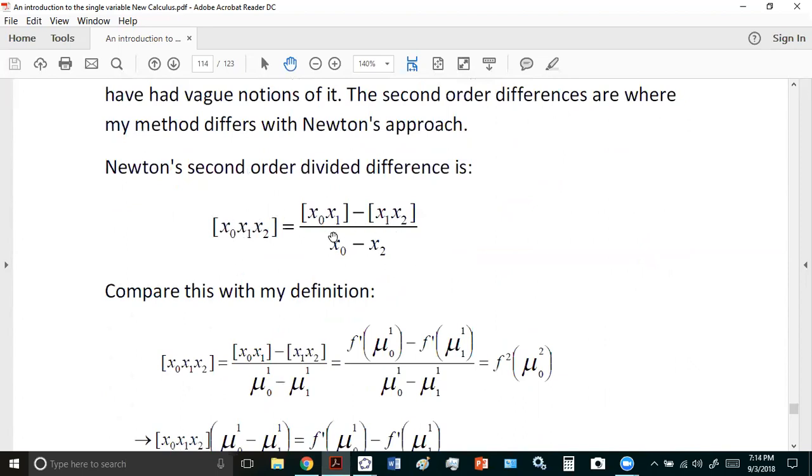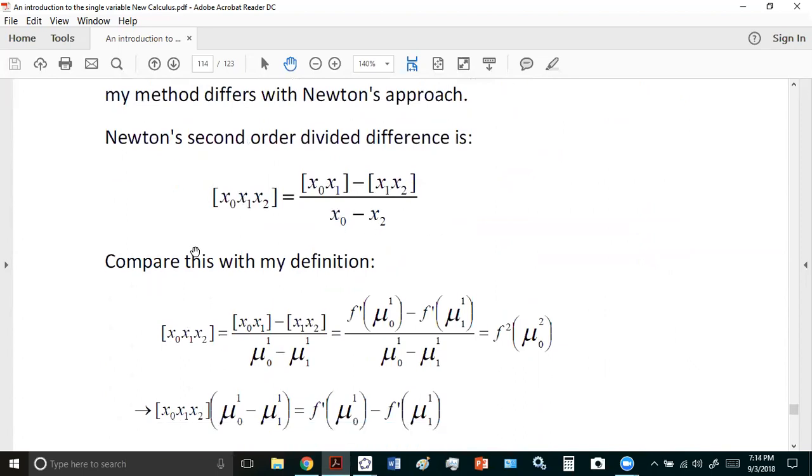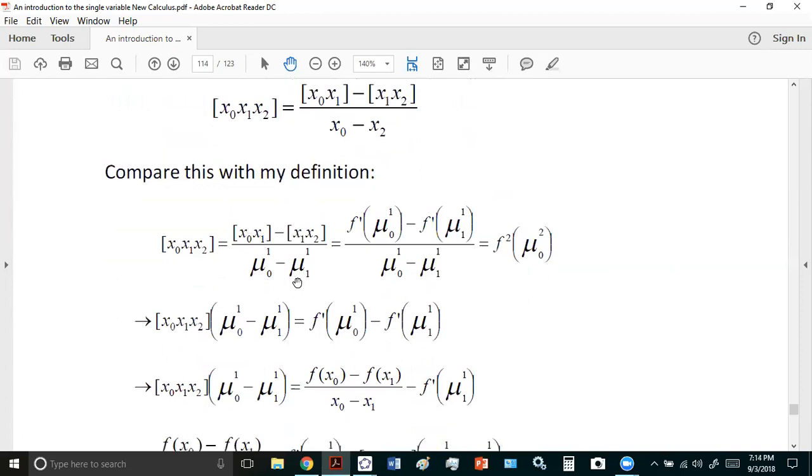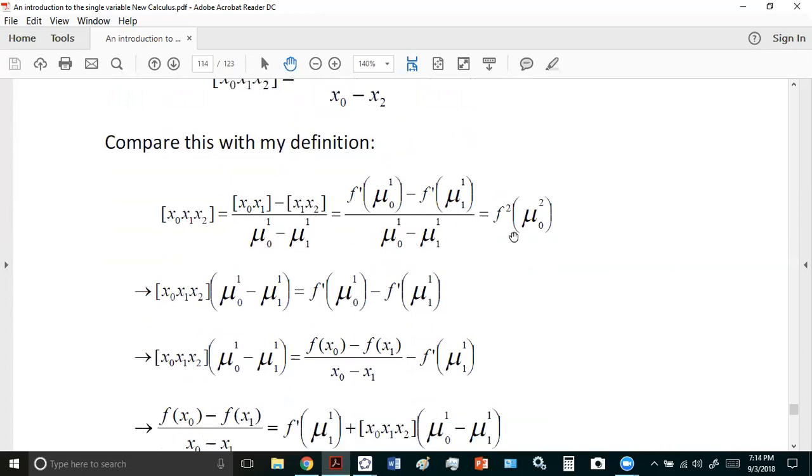So he simply just formed the difference as you see it there and didn't worry whether or not the abscissa that he used was the arithmetic mean. And you can compare that with my definition as you see here. So my definition changes, and this is what you have.